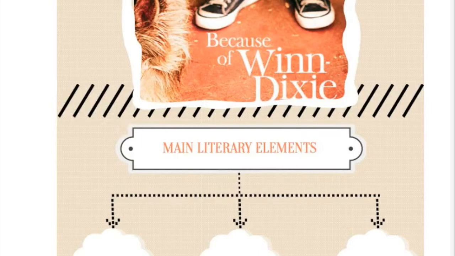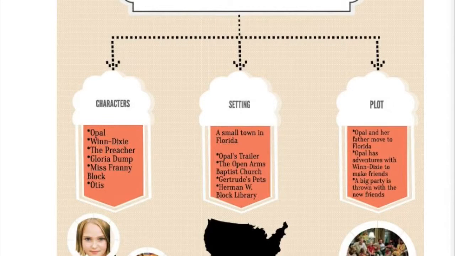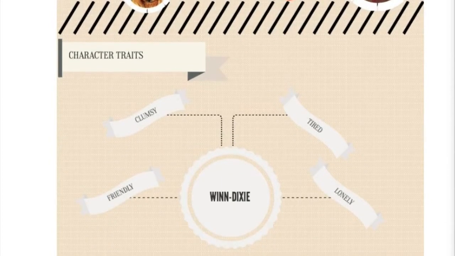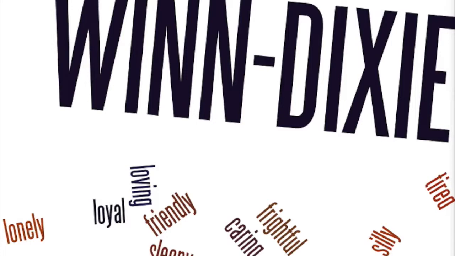Let's check out this infographic I made for Because of Winn-Dixie. It features the three main literary elements, which are characters, setting, and plot, and it describes those for Because of Winn-Dixie. It also highlights the main idea that we're trying to focus on during this unit, which is the character traits. And we know that we already identified that Winn-Dixie is friendly, clumsy, tired, and lonely. Another way to highlight the character traits is a wordle. So this one describes Winn-Dixie as lonely, caring, and silly.